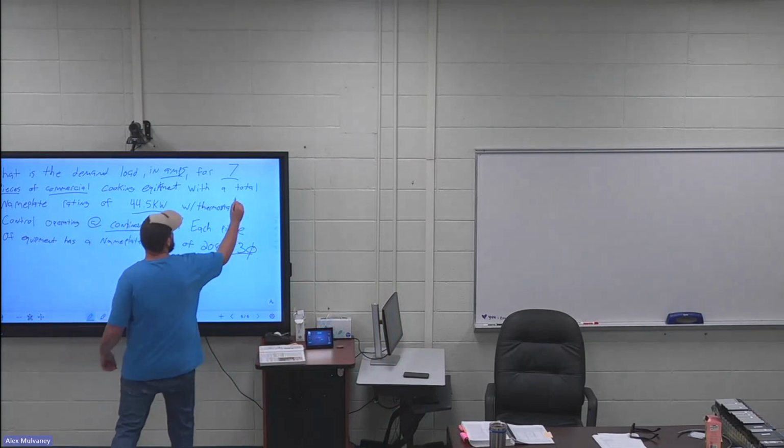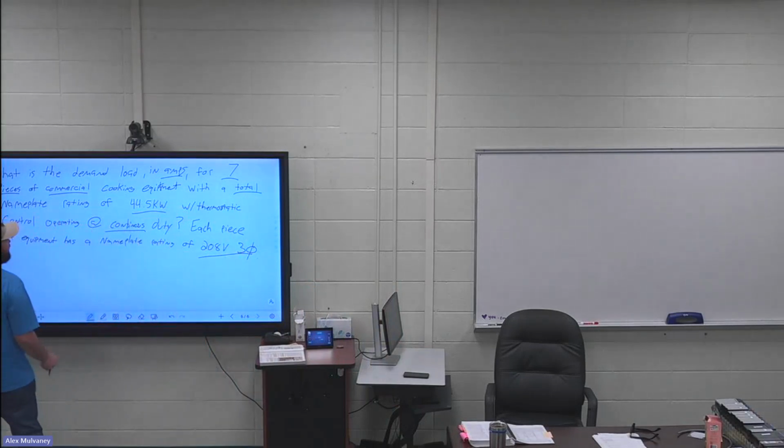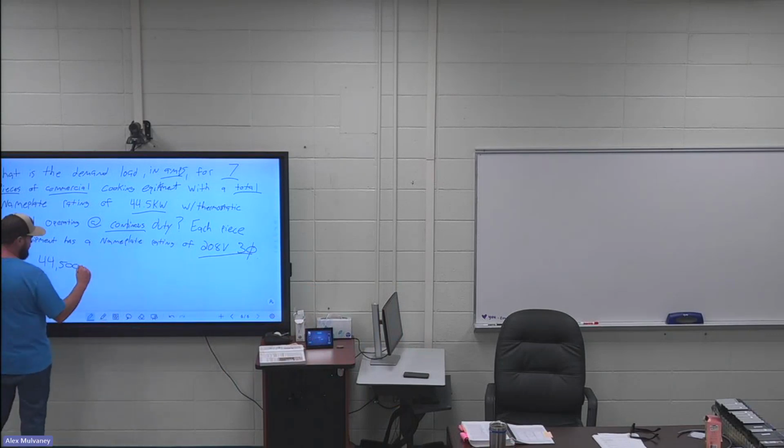It has a total nameplate rating. That's what was messing me up. Total nameplate rating of 44.5 kilowatts. So what's 44.5 kilowatts equal to in volt amps? How many watts is 44.5 kilowatts? 44,500 watts, right? What's the same thing as watts? Volt amps. That's a lot of volt amps.